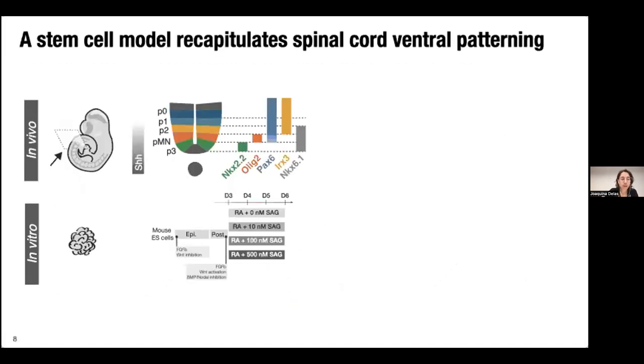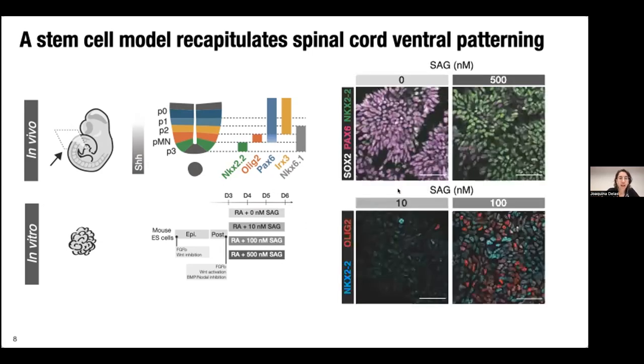So to get at these questions, I have used a cellular model of spinal cord ventral patterning, which uses mouse embryonic stem cells. And then I give them equivalent signals to what the cells would see in vivo to drive this patterning. And then I mimic the gradient with different concentrations of Sonic Hedgehog using an agonist called SAG. So I just have a couple of slides on this model because it's really robust and I've been very fortunate to be able to use it.